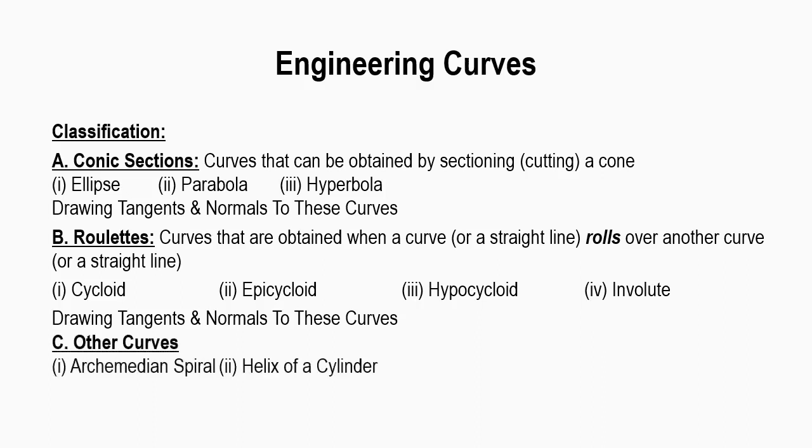The third category is the other curves, under which we are going to study Archimedean spiral and helix. Helix can be of a cylinder or a cone. Here we are going to study helix of a cylinder.